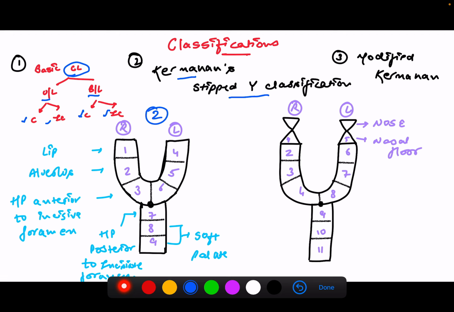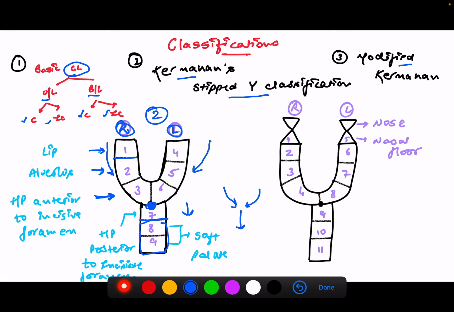So what he stated is to mark this as right and this one is left. So 1 is for lip, 2 is for alveolus, and this is hard palate anterior to incisive foramen. This is incisive foramen. So this will be hard palate anterior to incisive foramen. 1, 2, 3, then move to 4, 5, 6, that is the left side, and then moves downward 7, 8, 9. So he classified it as Y shape. That's why it is striped Y classification. 7 stands for hard palate posterior to incisive foramen, and 8 and 9 are soft palate.